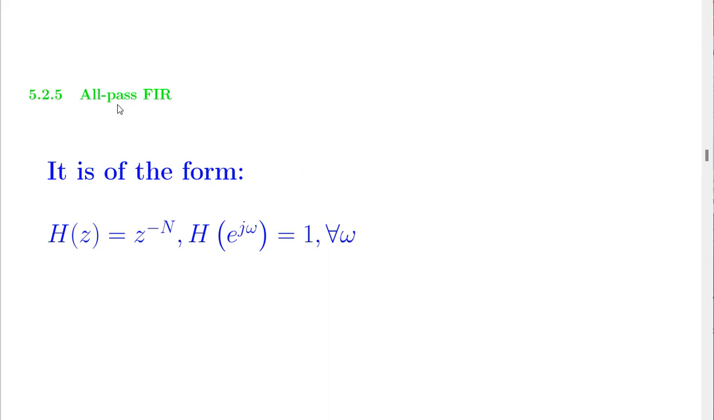Now, another type of filtering, all pass FIR. It is of the form H of z is equal to z to the power of minus n. You see here, the amplitude is 1 times z to the power of minus n. So for any frequency, the amplitude will be 1. So permission for all frequencies has been granted.